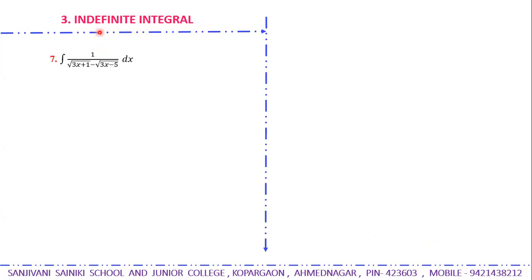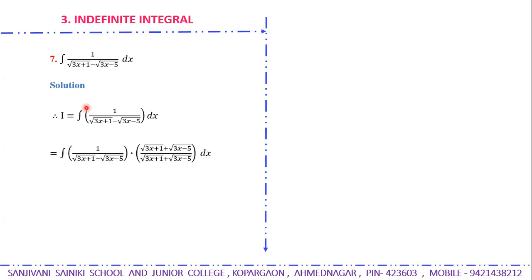Next, integration of 1 upon root of 3x plus 1 minus root of 3x minus 5. Such types of examples we solved in the limit chapter last year. So in that case, what we were doing there, we were rationalizing. So here also we have to rationalize the denominator by its conjugate. Here it is root 3x plus 1 minus root 3x minus 5, so here there is a plus sign.